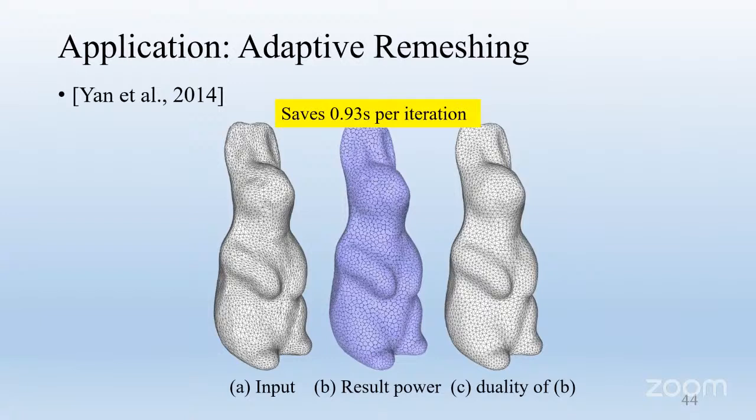Adaptive remeshing generates a new mesh from a given mesh. Yan presented a method based on the farthest point optimization over power diagrams to generate high-quality meshes. In their method, if we use our method to update power cells of samples, the experiment shows that we can save about 1 second for each iteration.